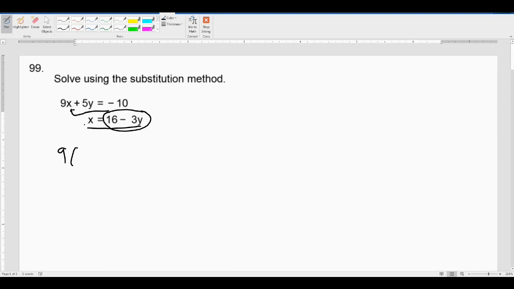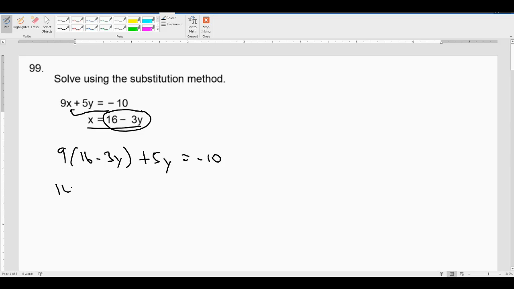So I'll take that x and we're going to replace it with what it equals down here, 16 minus 3y, then close it. So now instead of 9x we got 9 times that, and then write down the rest of the first equation, plus 5y equals negative 10. The reason why we do that is because now we have an equation that has nothing but y's as the variable and not two different variables like this one did. So now let's multiply this out.